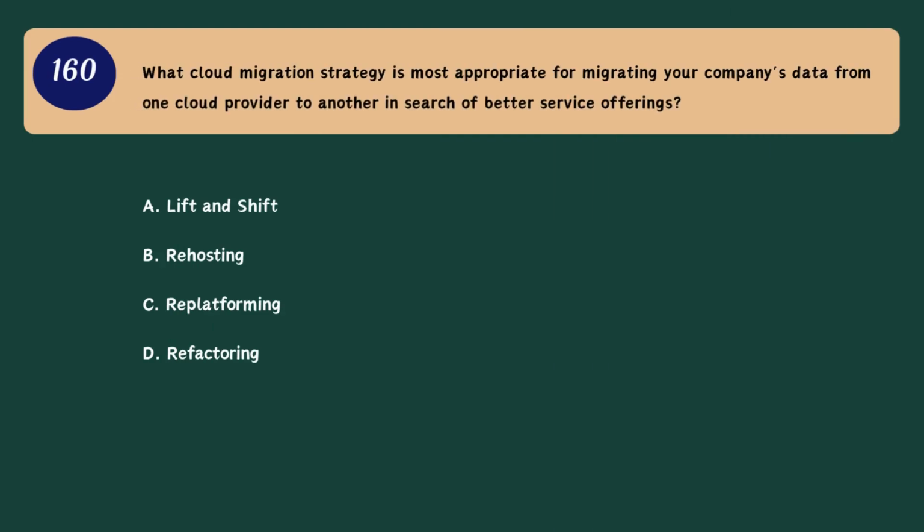Question 160. What cloud migration strategy is most appropriate for migrating your company's data from one cloud provider to another in search of better service offerings? A. Lift and shift. B. Rehosting. C. Replatforming. D. Refactoring.